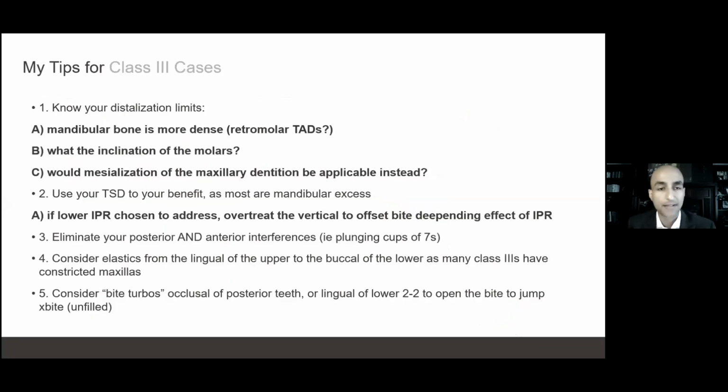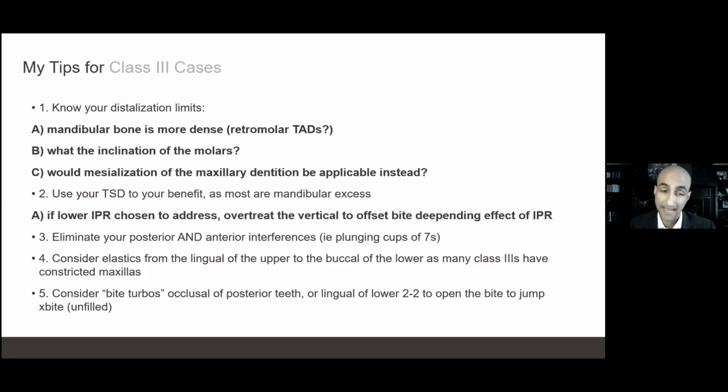So tips for class 3 cases. Again, mandibular bone is more dense, so do you need heavier mechanics? What's the inclination of the molars? If the molars are mesially inclined, it's probably more favorable in terms of the distalization mechanics being used. Would mesialization of the maxillary dentition be applicable? Meaning, can you use segmental mesialization?